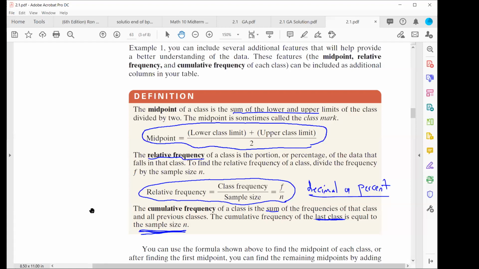Professor, what is the word that you write on the side of relative frequencies? Decimal? Decimal or percent. Okay, thank you. Sure.